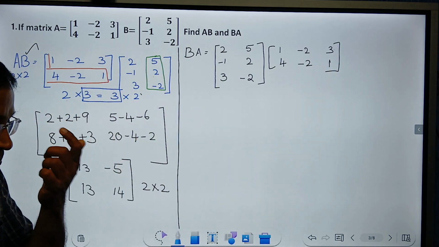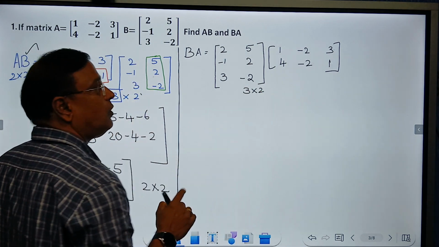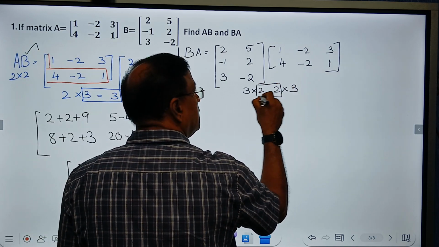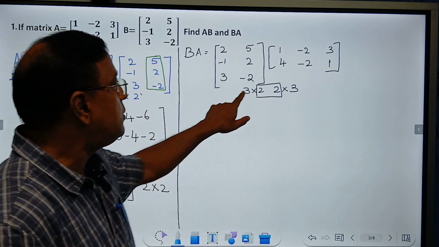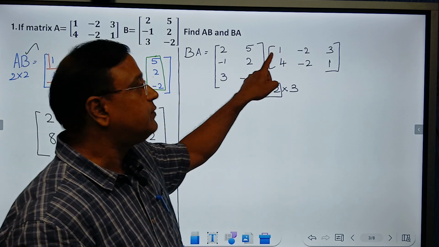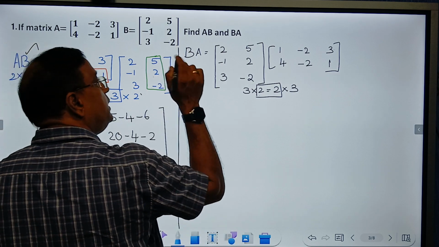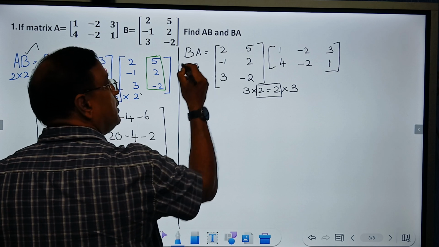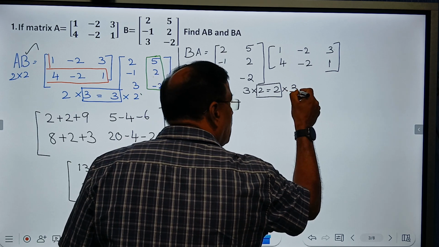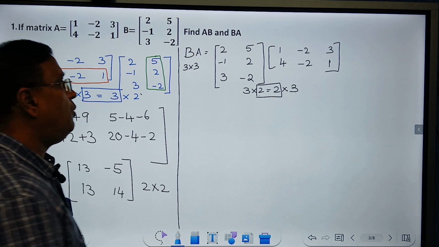What is the order of B? Order of B is 3 by 2. What is the order of A? 2 by 3. Is it possible to multiply? Yes. Number of columns of the first matrix is equal to number of rows of the second matrix. So multiplication is possible. Now what should be the order of BA? 3 by 3. Why? Number of rows of the first matrix by number of columns of the second matrix. By definition.